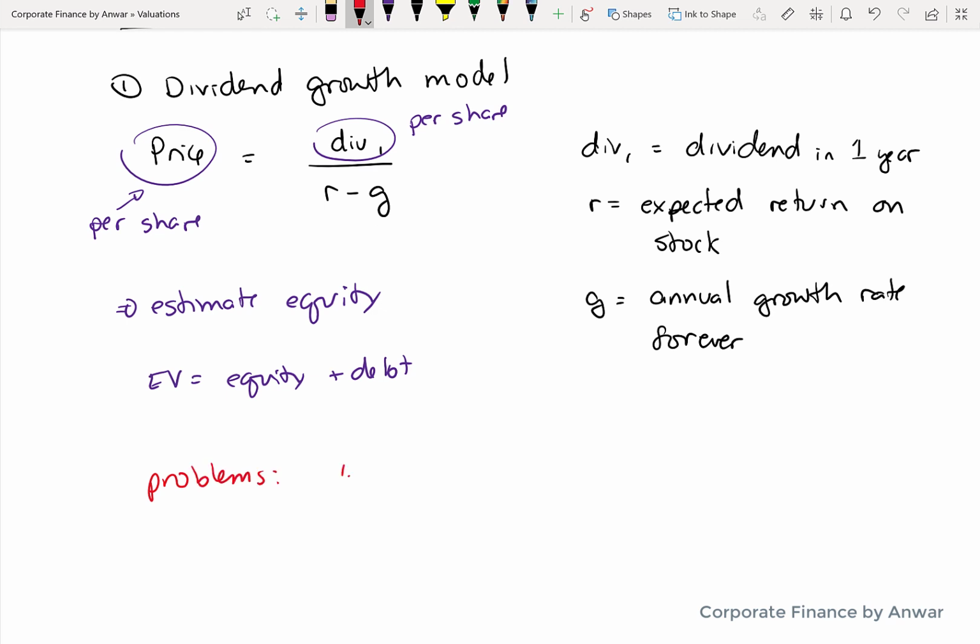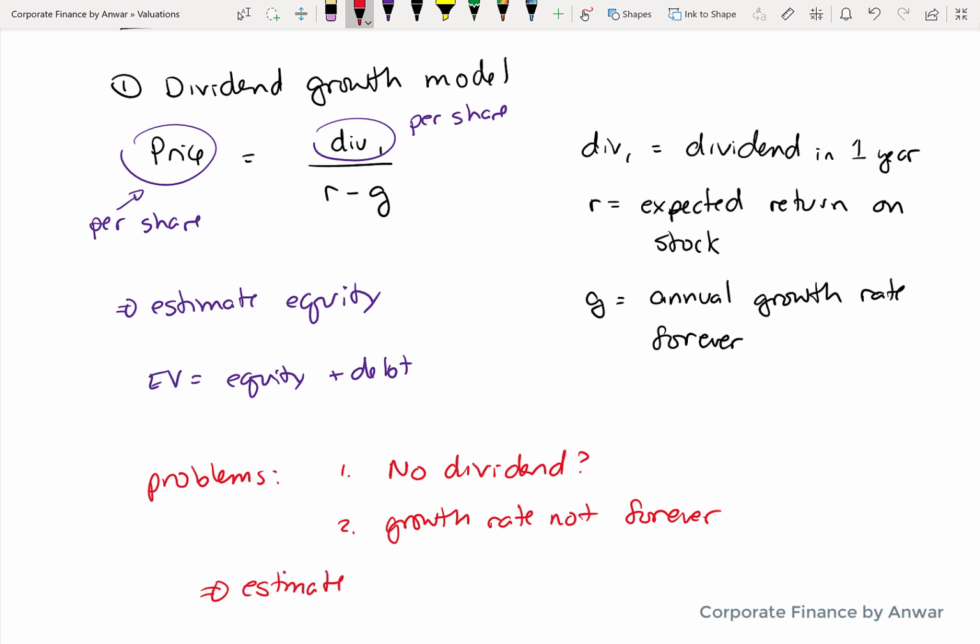The problem, and the reason this isn't the only one ever used, is that sometimes you have companies with no dividends, and it just doesn't work. Secondly, both the growth rate and the expected rate of return are estimates, and the growth rate is not the same forever. So these are pretty significant assumptions. The variability of these assumptions will cause variability in the stock price, which means you can have a wide range depending on what you assume. So it's not necessarily the most accurate.